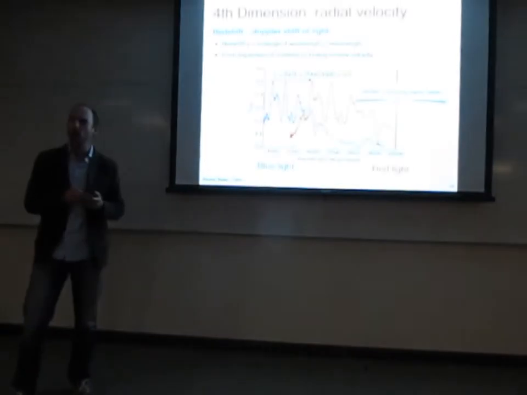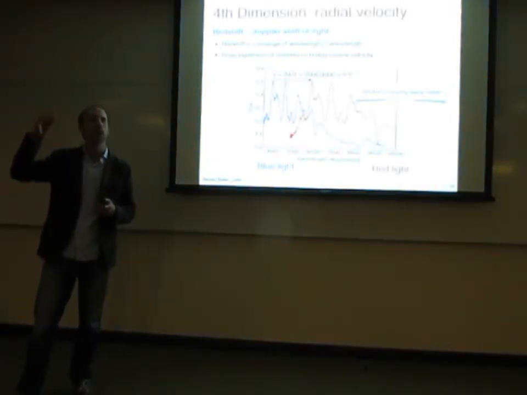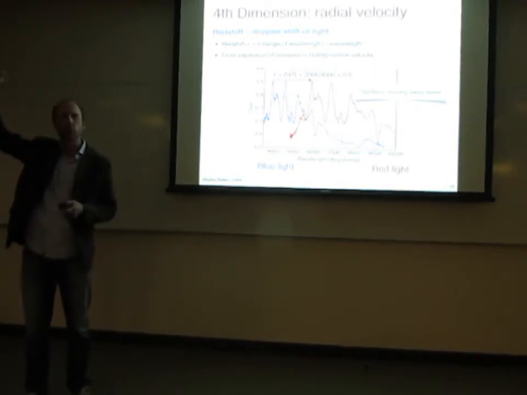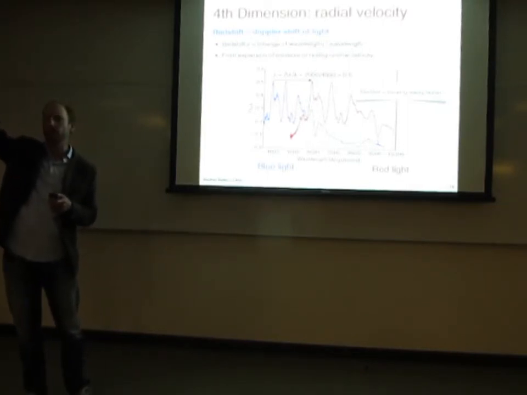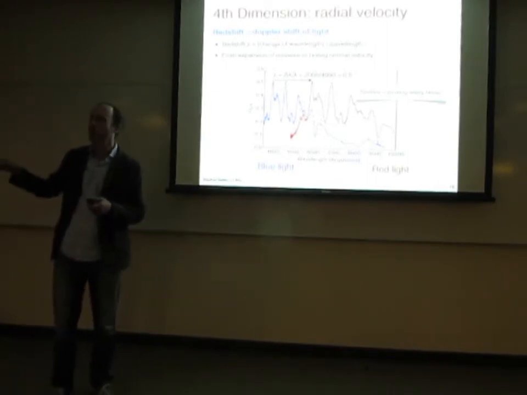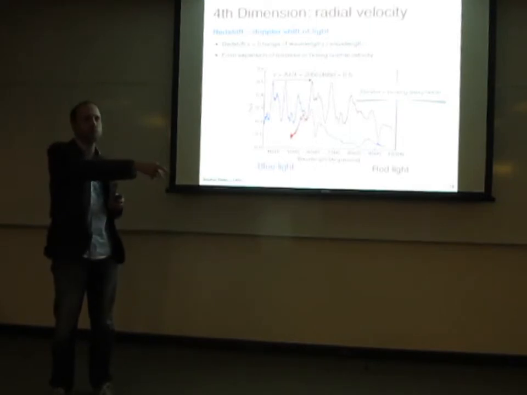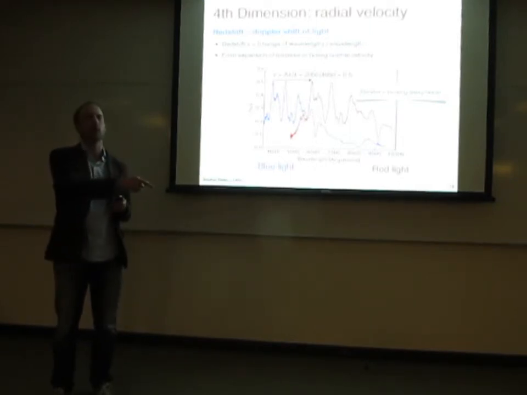So I advertised a 3D map of the universe. I'm now actually going to move on to a fourth dimension, and that's the radial velocity. So not only are we measuring where things are in those first two dimensions and in that third dimension, but we can also measure whether it is moving towards us or moving away from us. It's like standing on the street corner and you hear a motorcycle come by. It goes, ew. And you have that high pitch as it's coming towards you and a low pitch as it's going away from you.